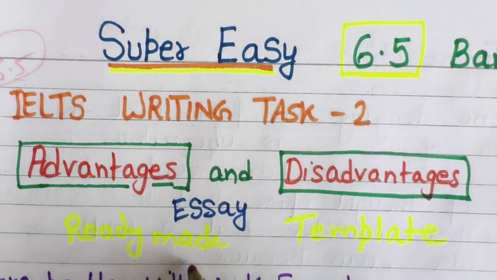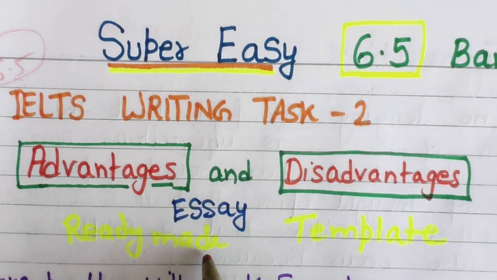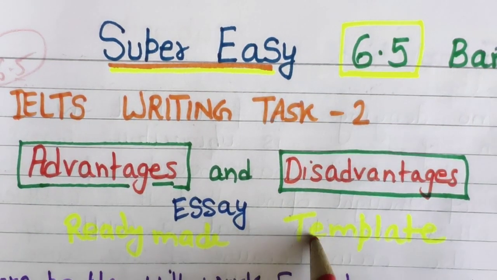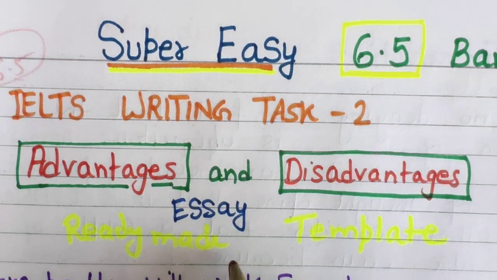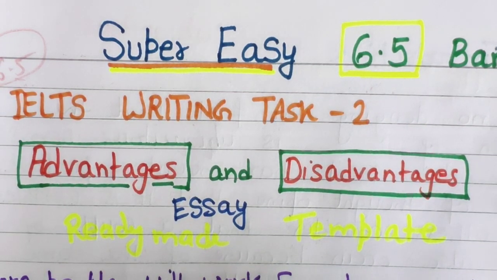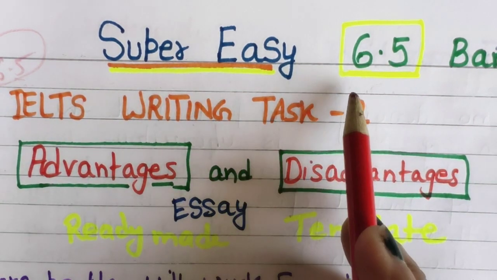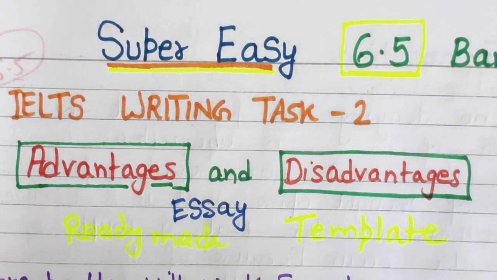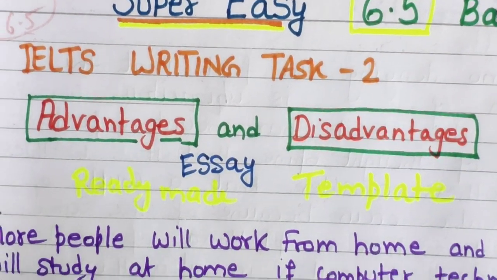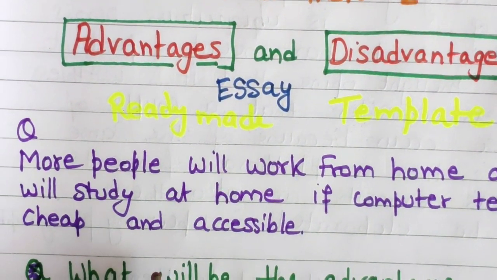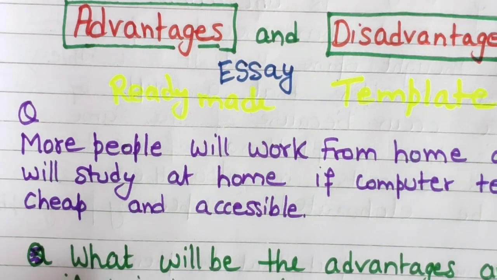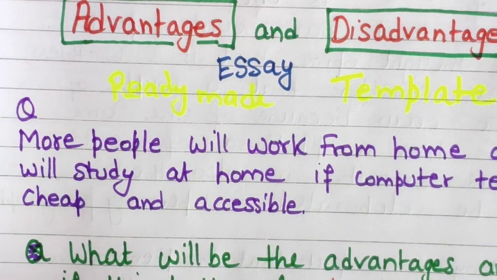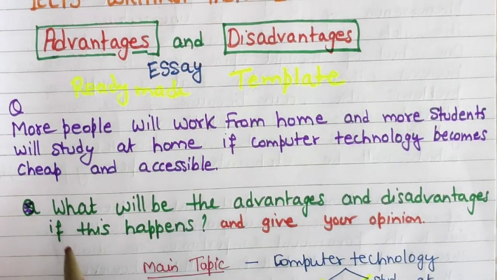So before starting, I have given you the warning also. Make sure that with the help of these ready-made templates and with the help of your own writing about the question statement, then you can get 6.5 bands. Now let's proceed to my video. Here first I am going to show you the question, then paragraph by paragraph I am going to show you the templates also. Now let's look at the question.